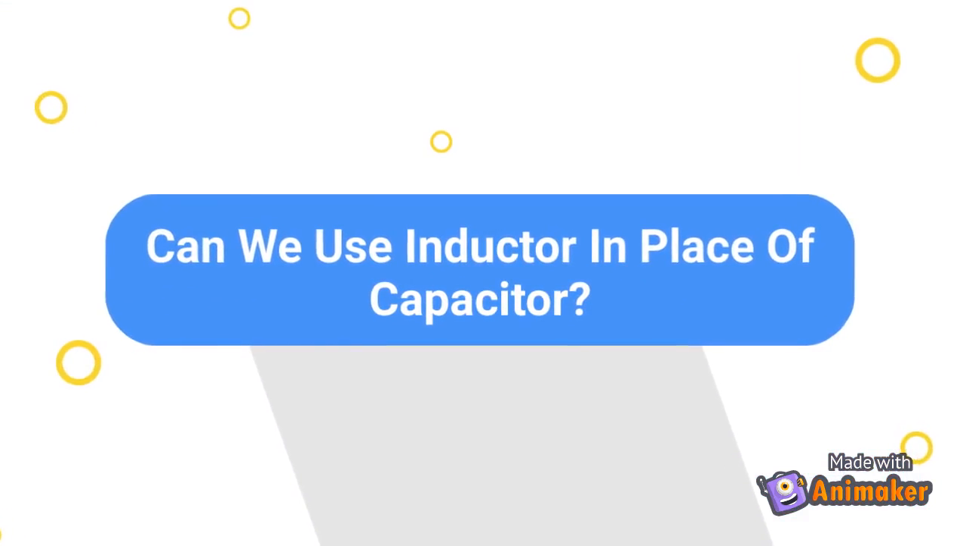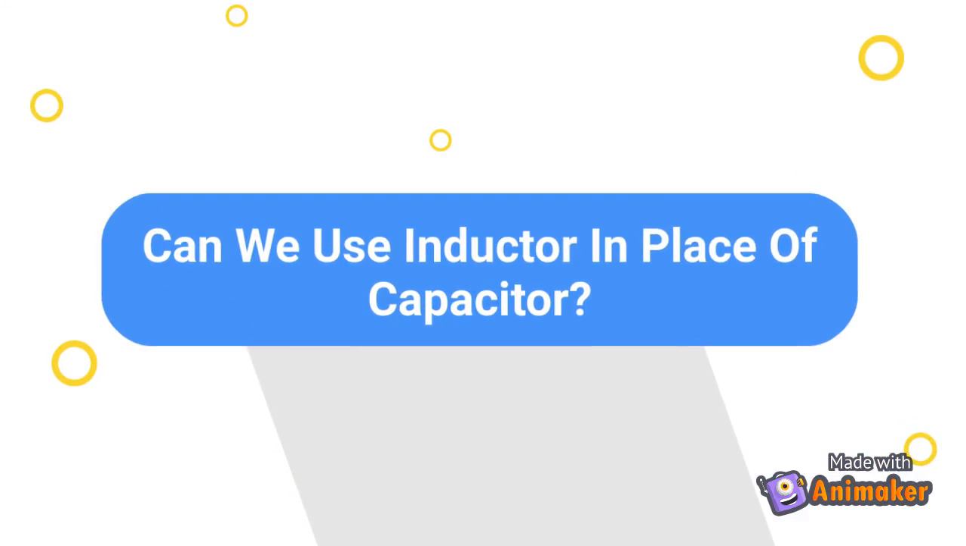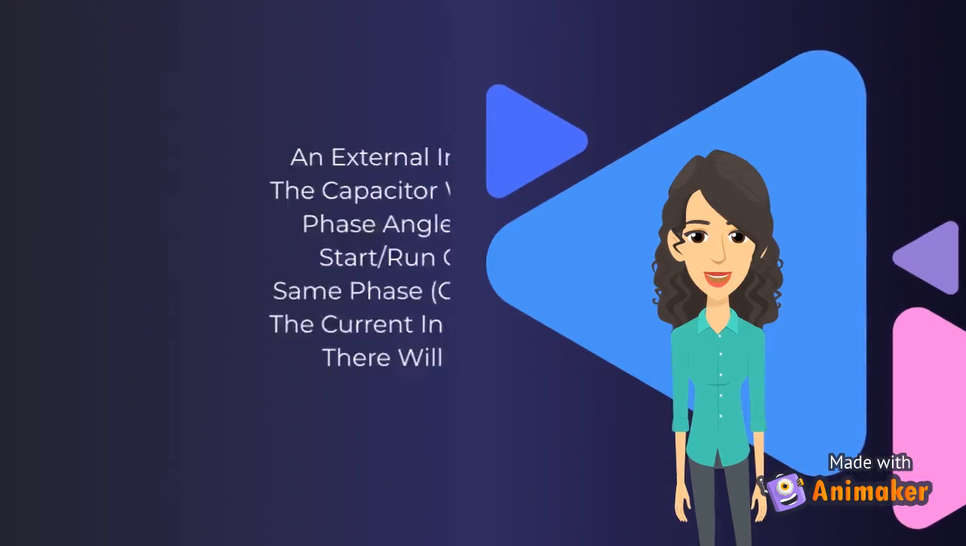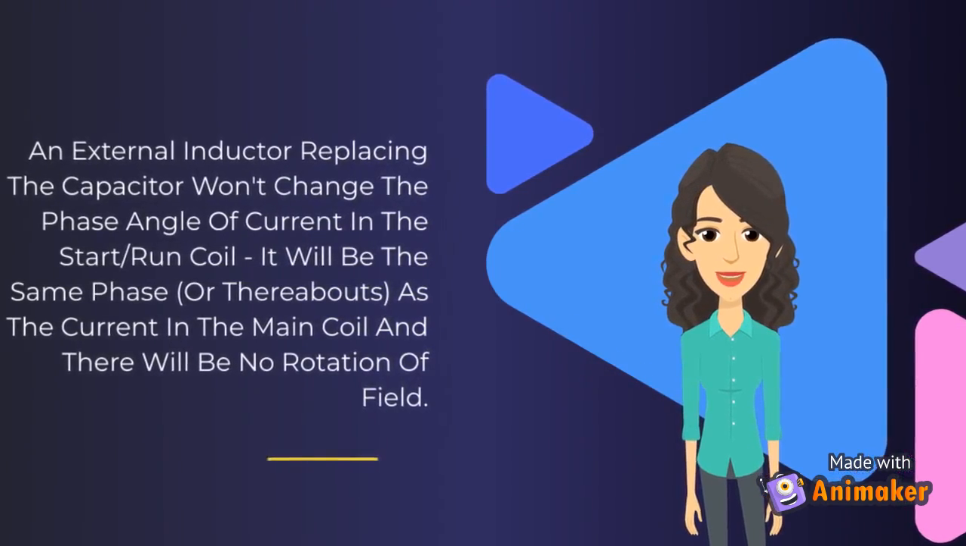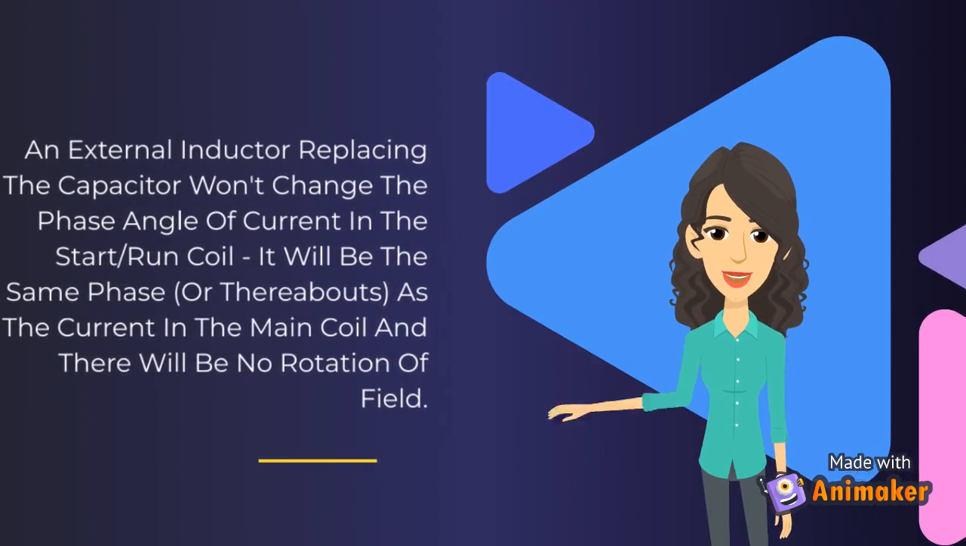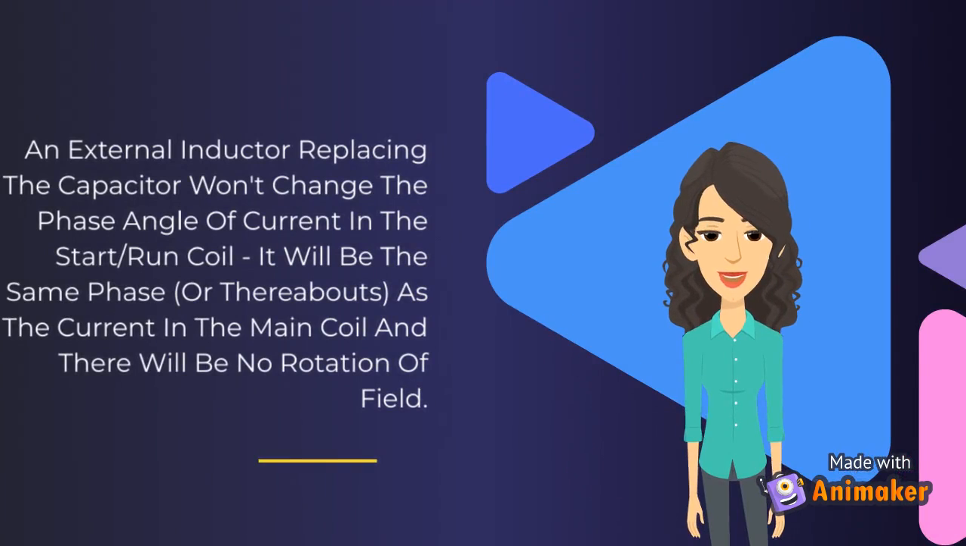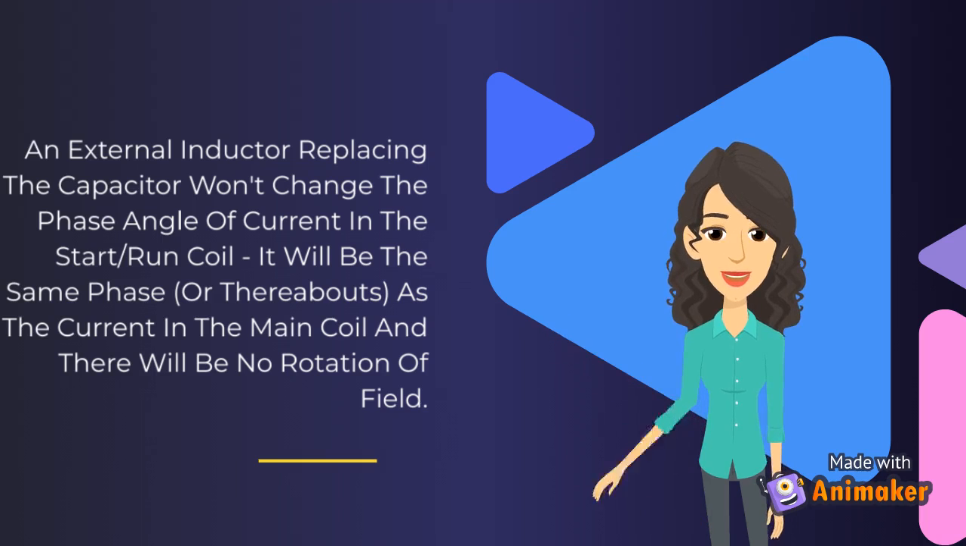Can we use an inductor in place of a capacitor? An external inductor replacing the capacitor won't change the phase angle of current in the start/run coil. It will be the same phase, or thereabouts, as the current in the main coil, and there will be no rotation of field.